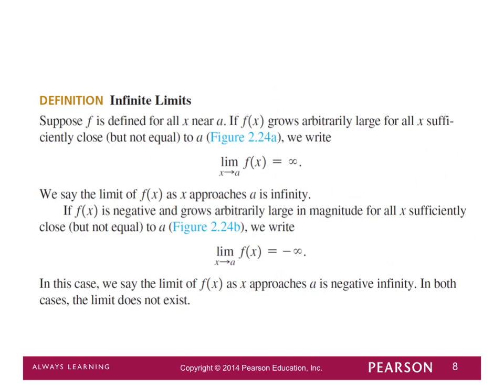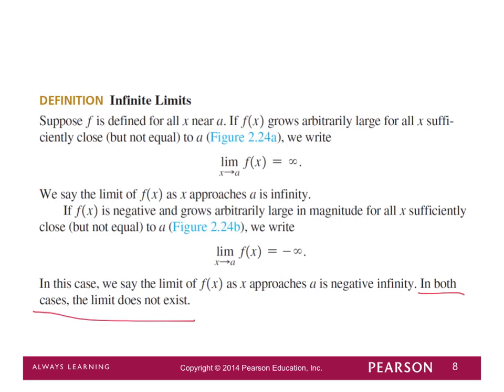Let's look at an analytical definition of this situation here. Suppose we have f and it's defined for all x near a. And if f grows arbitrarily large for all x sufficiently close, but not necessarily equal to a, we write that the limit as x approaches a of f of x is equal to infinity. We can use the same reasoning to say that a function goes to negative infinity as x approaches a, and we just say that the limit of f of x as x approaches a is negative infinity. Now, before you get too worried, you may be reading this sentence at the end that says, in both cases, the limit does not exist.